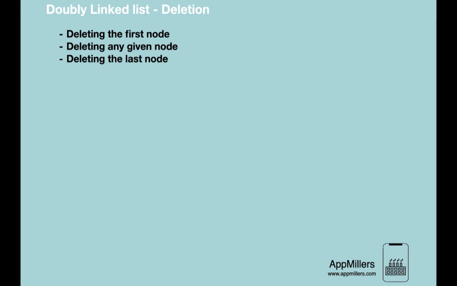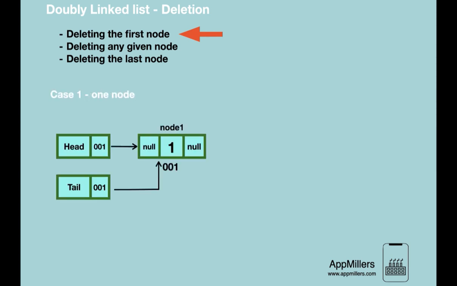Firstly, we will look at how to delete the first node of a double linked list. The first thing we check is whether this node is the only node in our double linked list. In this case the steps are very simple. We just need to update the head reference to null and the tail reference to null, because here node 1 is referenced only by head and tail. If we set the head reference to null, the link between head and node 1 is broken, so node 1 is not referenced by head anymore. The next step is to set the tail reference to null.